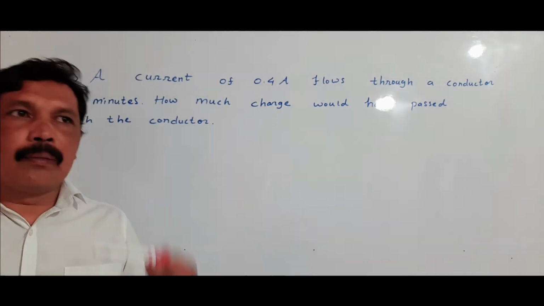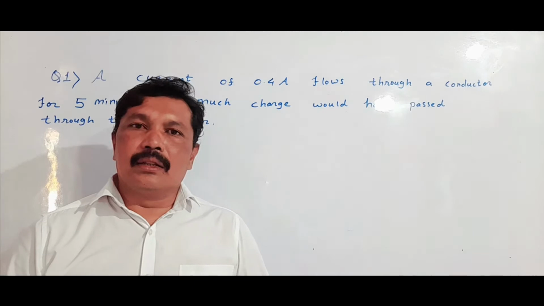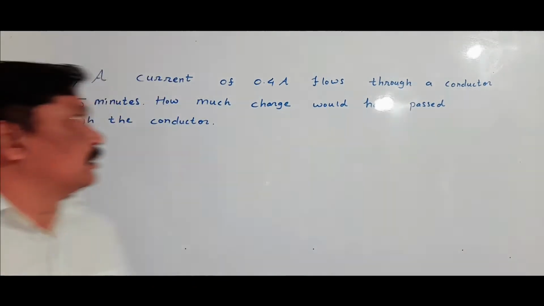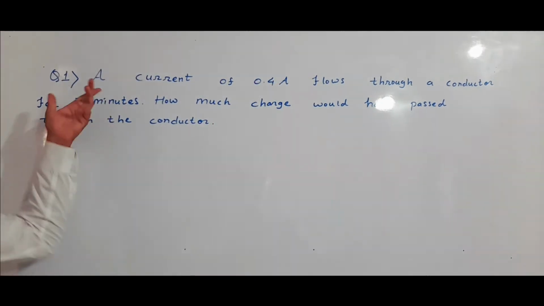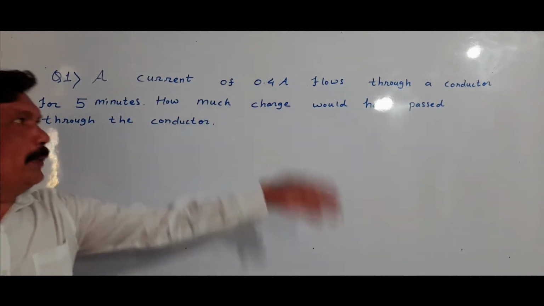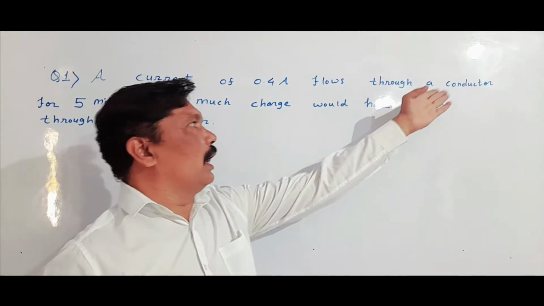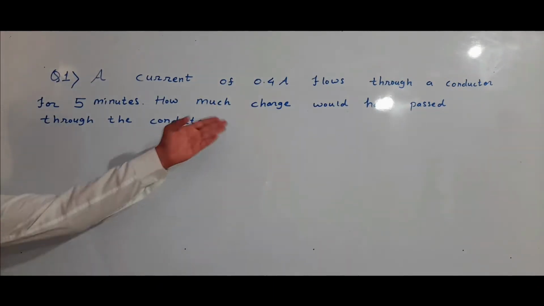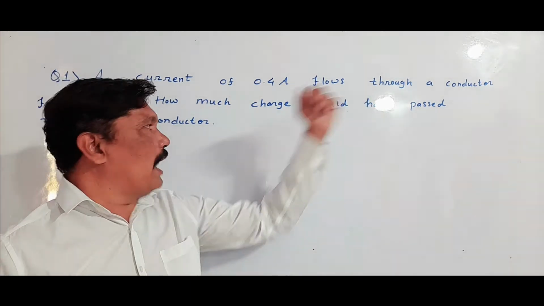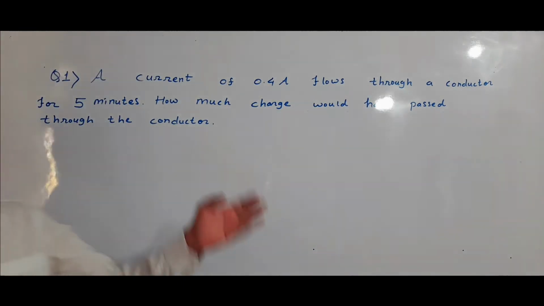Let's have brainstorming over the problem first. A current of 0.4 ampere flows through a conductor. For 5 minutes, how much charge would have passed through the conductor?